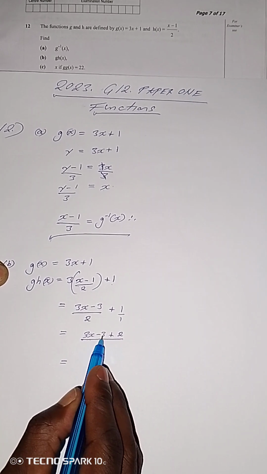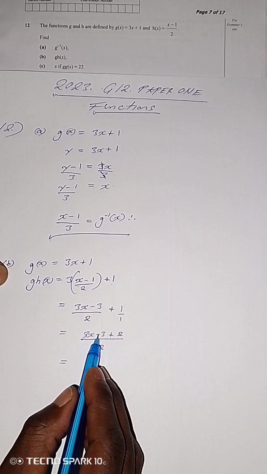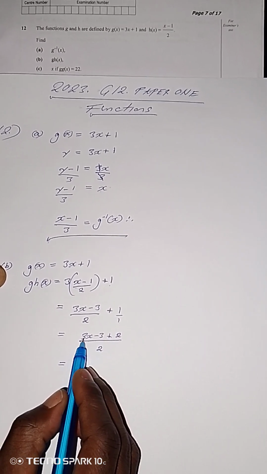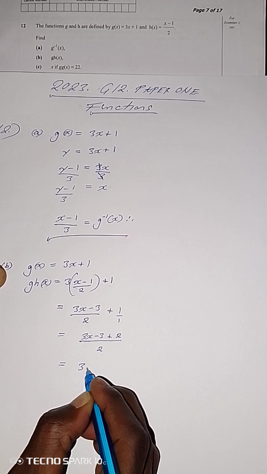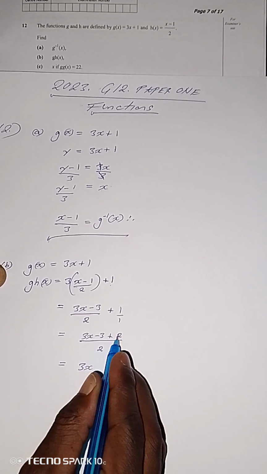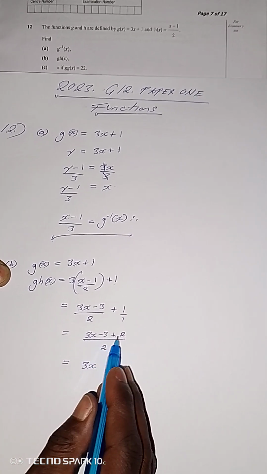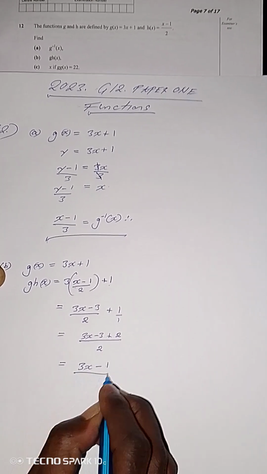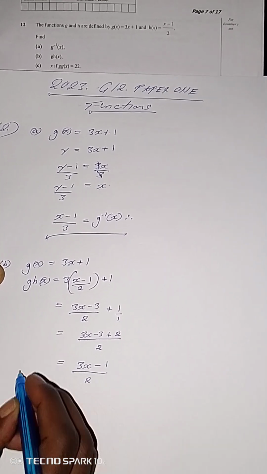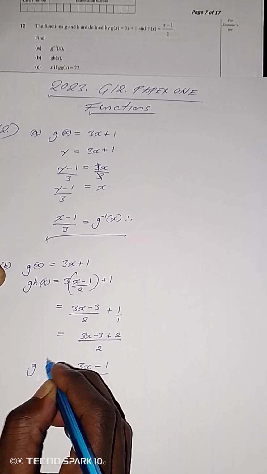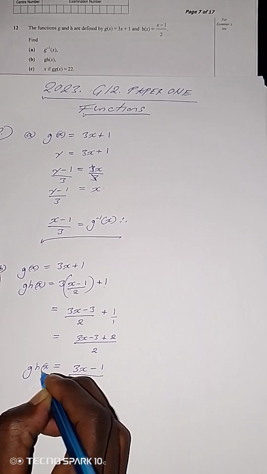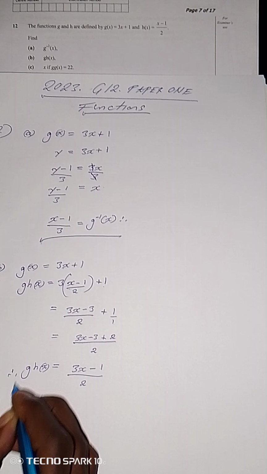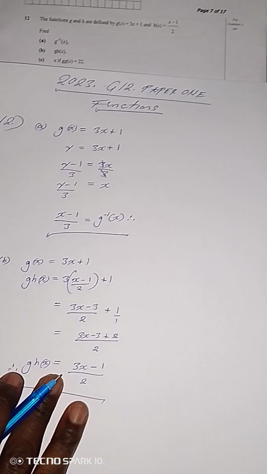Here negative 3 and 2, they are like terms. This one, it's 3x, so you just leave it the way it is. And then negative 3 plus 2, we're getting negative 1 over 2. So this is the composite function for gh of x.